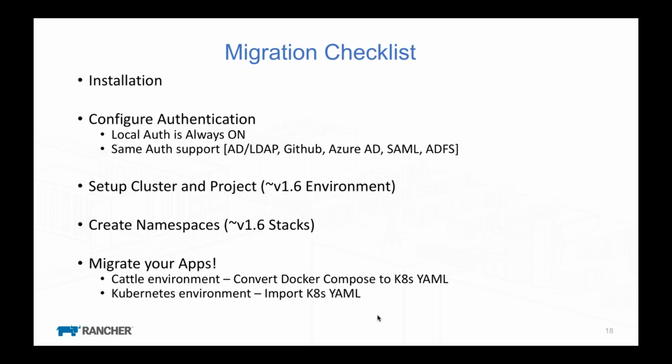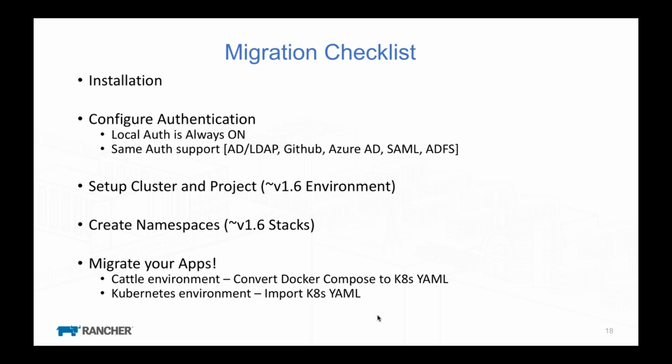Then the next thing is setting up your environment. That is setting up your cluster, assigning compute nodes to it, and setting up your projects. Then for the Rancher 1.6 setup, if you have multiple user stacks in which your applications are running, you would go ahead and create equivalent namespaces in your Rancher 2.0 setup. And once that is done, you would start migrating your apps.